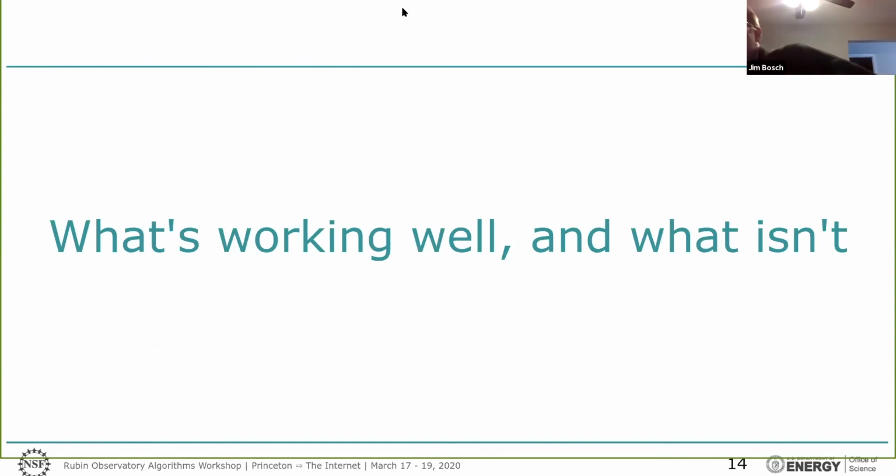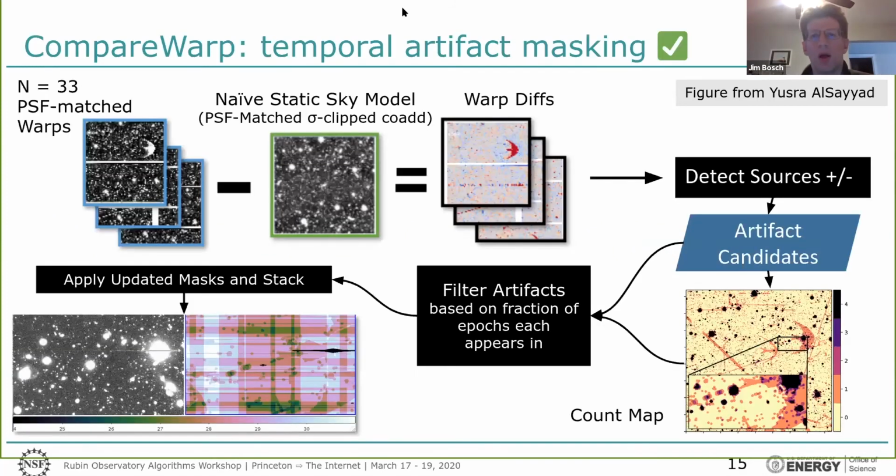So specifically, what's working well and what isn't? Rejecting those artifacts. So this is a procedure called compare warp. It was developed primarily by Yusra, who you've already heard from today. And the idea is that we start with PSF-matched warps and a sigma clipped PSF-matched coadd. This is very aggressive sigma clipping. We don't have to worry too much about what it might do to even our analytic PSF, but the point is that this is essentially a throwaway thing. It's an intermediate that we difference against each of these PSF-matched warps.